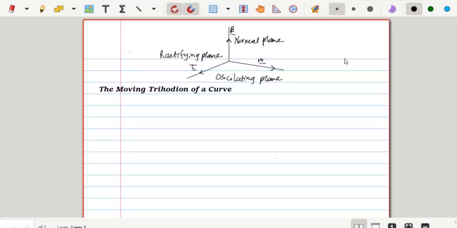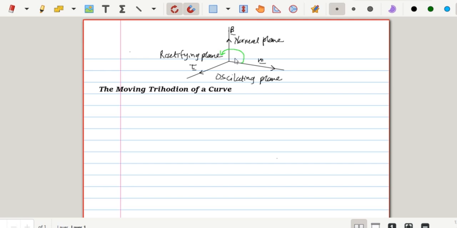In this video, we're going to be looking at the moving trihedron of a curve. We have three axes here. We have the three planes: the normal plane, the rectifying plane, and the osculating plane. It is worthy of note that this plane moves in an anti-clockwise direction. That means the plane moves in this direction.